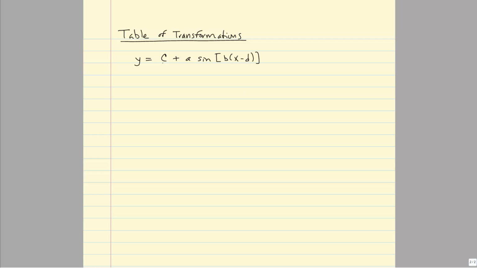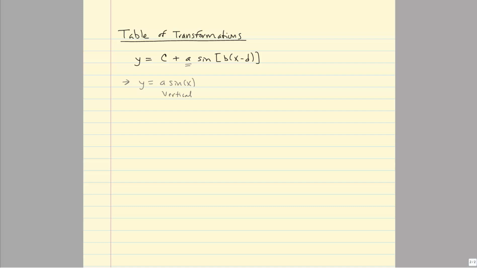So the values for C, A, B, and D are going to be important here. So given these values, let's go ahead and break these down into smaller pieces. What does y equal a sine of x mean? Well, that means the C I don't have, the B and the D are not here either, so I'm just focusing on this A right here. Well, that is a vertical stretch or shrink.